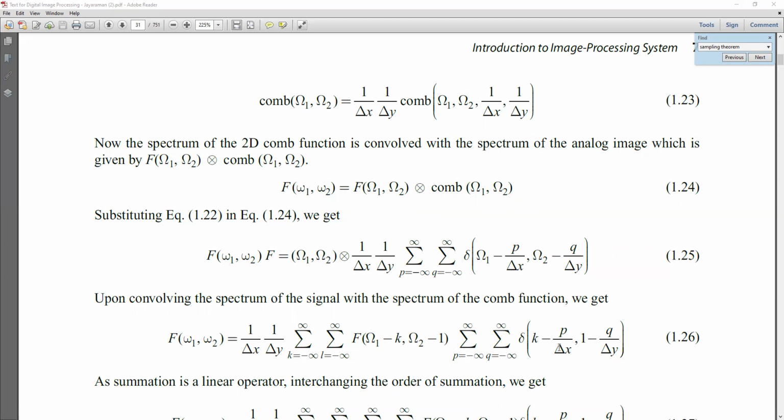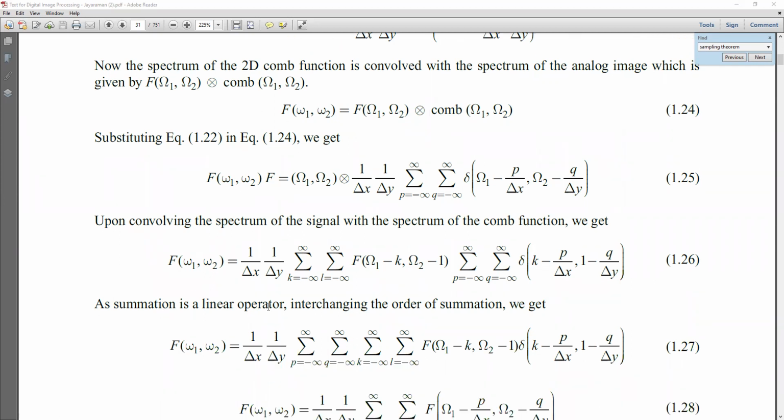And this will be summation of p equal to minus infinity to plus infinity, q equal to minus infinity to plus infinity, del of k minus p by delta x, L minus q by delta y. So just remember this equation. This is the most important equation. F of omega 1, omega 2, you are taking the Fourier transform of this one into Fourier transform of this one.